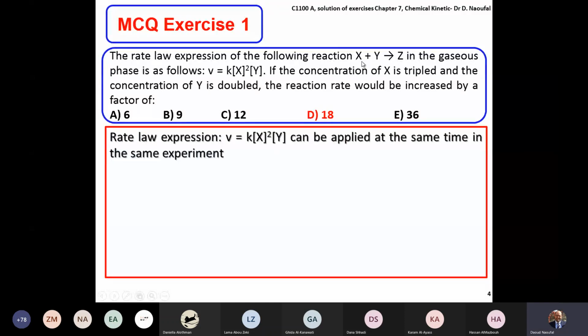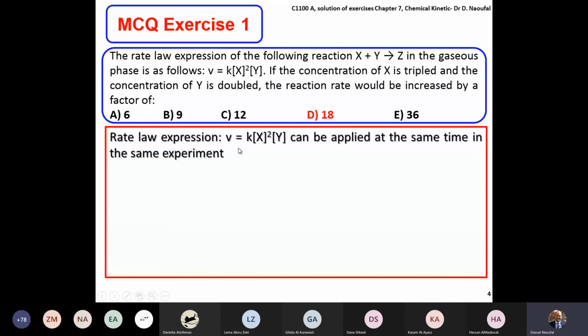So we have a reaction X plus Y gives Z. The rate law expression can be noted V or R equal K X squared Y. So the reaction is second order with respect to X, first order with respect to Y, and the reaction has a global order or total order equal to 2 plus 1 equals 3.